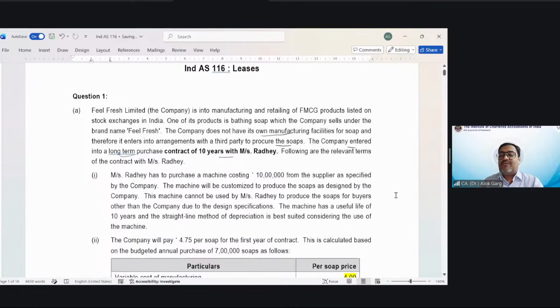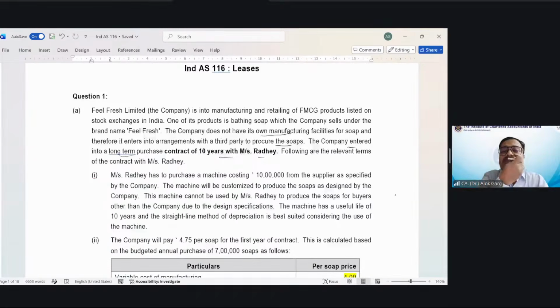See, this question is digressing you. When this question comes in the exam, you will think, oh, is it a normal sale purchase contract? No, you don't need to conclude it at the first instance. The company entered into a long-term purchase contract of 10 years with Messrs. Radhe. So Messrs. Radhe is the supplier and Feel Fresh, this company, is a buyer. In Ind AS 116, you will find the word lessor, supplier, at a lot of places. Instead of lessor, you will find the word supplier.